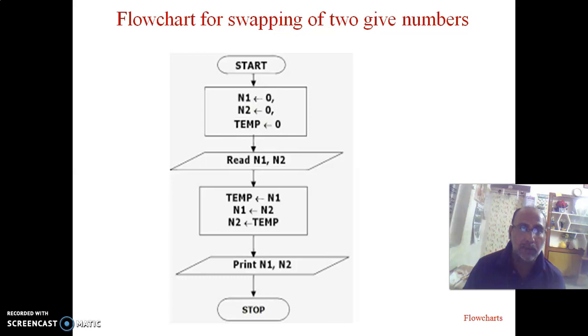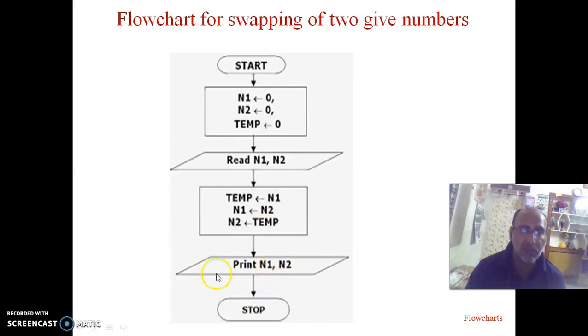Example: the flowchart for swapping two given numbers. Here, when you observe this, there is the start symbol and also the stop symbol. Now, n1, n2, and temp are three variables. n1 contains 0, n2 contains 0, temp also contains 0. Now, read n1, n2. The n1 data goes to temp. Now n2 data goes to n1, and temp data goes to n2. That is swapped here. Next, print n1, n2.